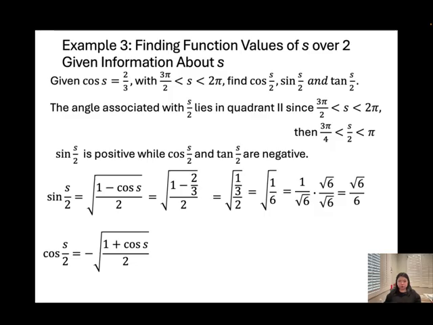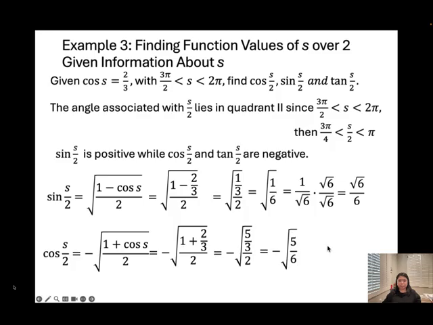Okay, check your work. You should get this, right? The LCD will be 3, so 3 plus 2 will be 5, 5 over 3, divided by 2, which is going to be a negative square root of 5 over 6. Rationalize. Final answer, negative root 30 over 6.